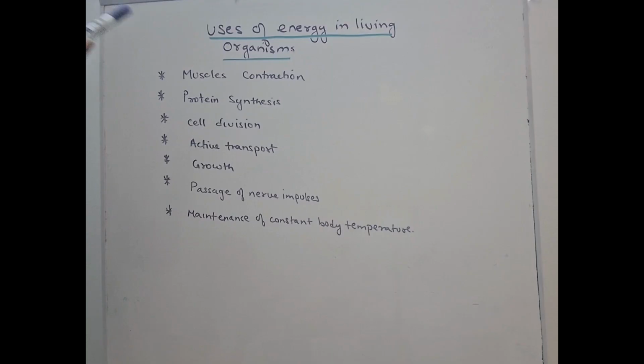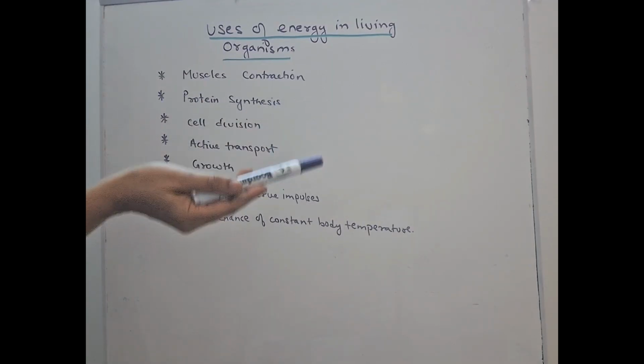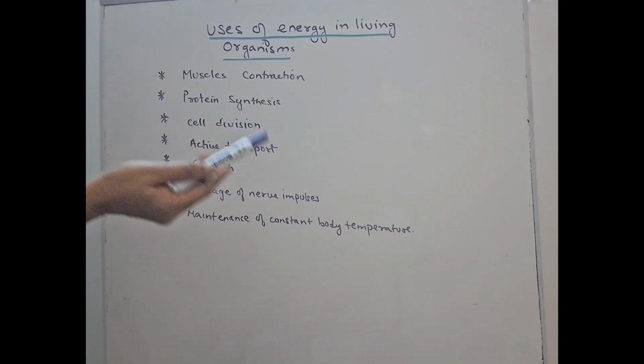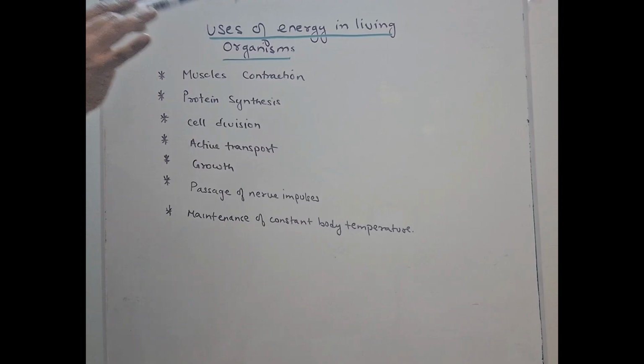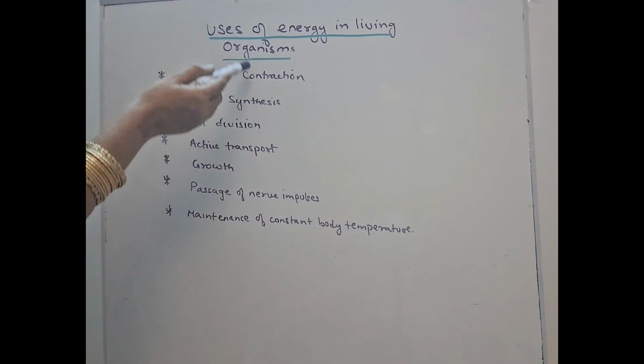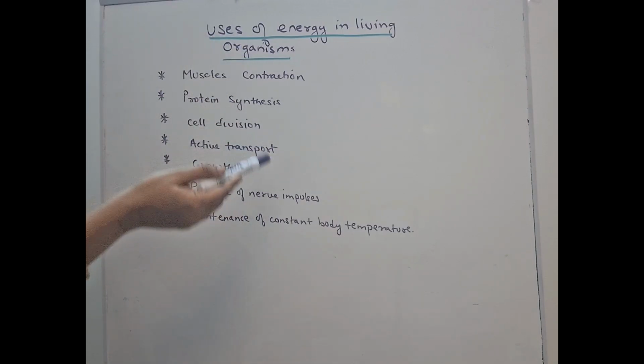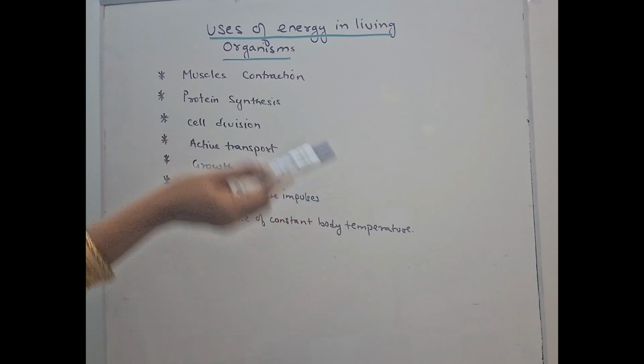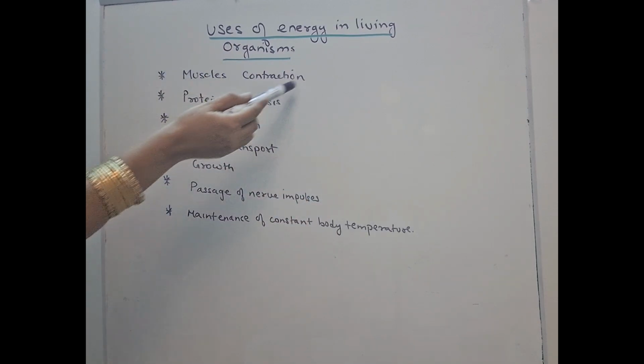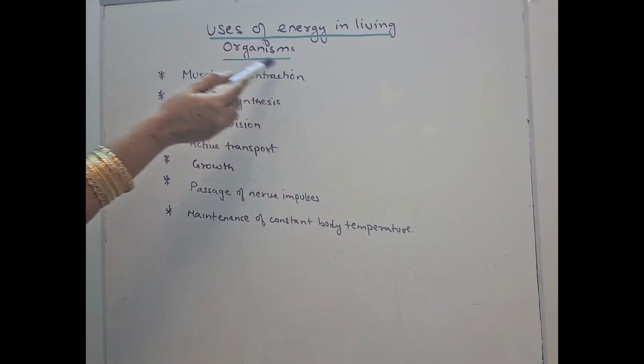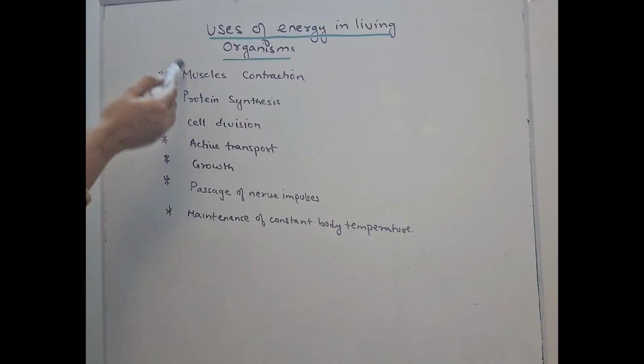Okay, so we have discussed respiration, and we know that during respiration energy is released. Respiration is done in order to get energy. So we need to know why living organisms need energy. Living organisms need energy for many different things, like muscle contraction. Whenever muscle contraction is done in a living organism, it needs energy.